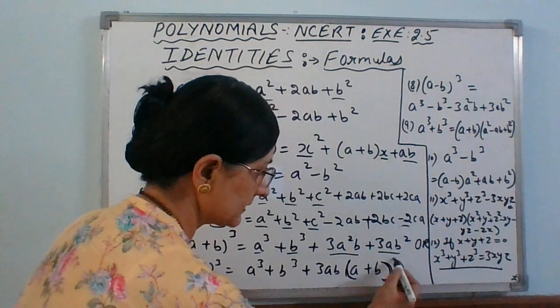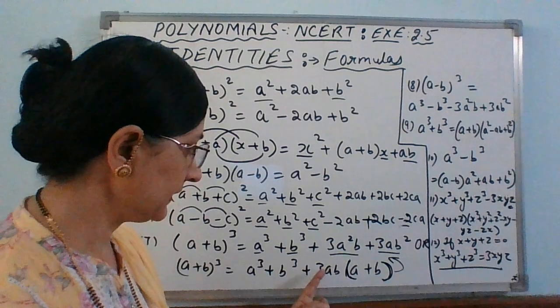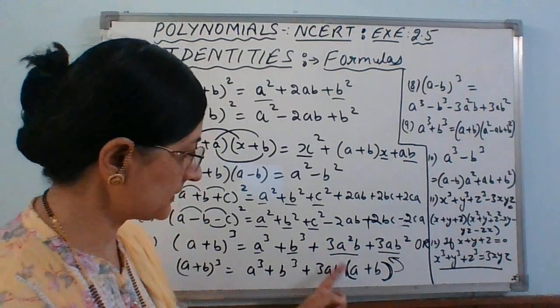So I have derived the upper one from here only. When we open this bracket here, 3ab into a, that is 3a square b.